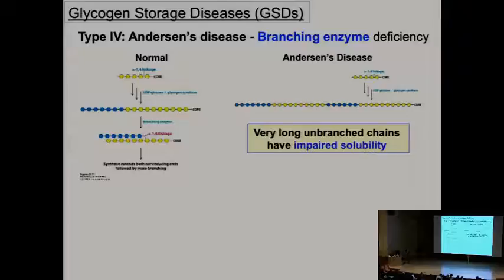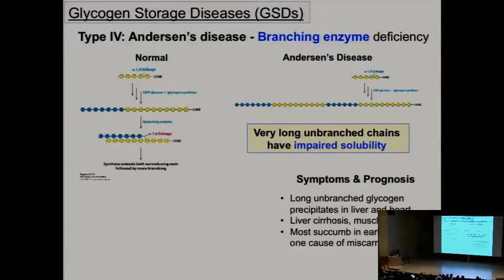So if you've ever tried to dissolve cornstarch in water at room temperature, you know that those long, linear amylose chains don't dissolve very well. The solution stays white and milky. And a similar thing happens with these long, unbranched glycogen chains. As a result, they precipitate. Glycogen actually forms these precipitates in the liver and in the heart.